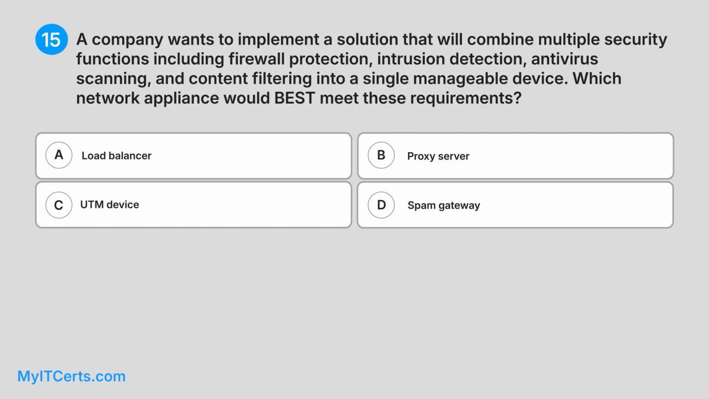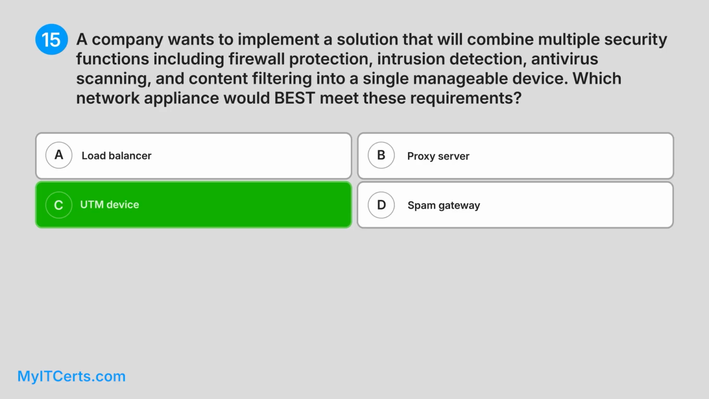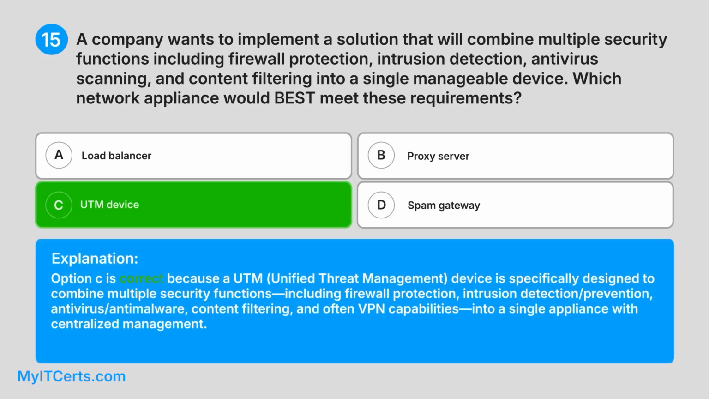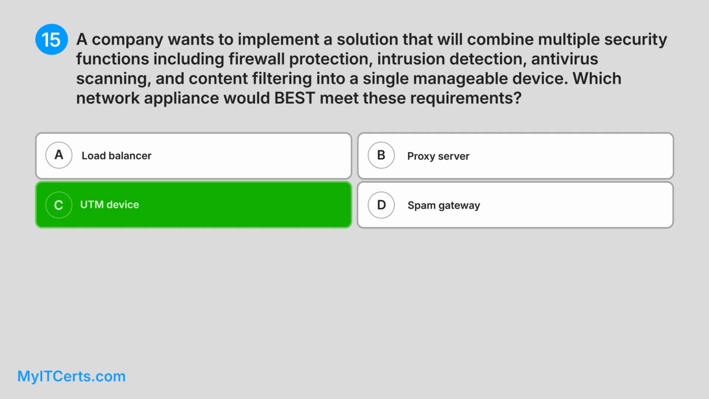Correct answer, C. UTM device. Explanation. Option C is correct because a UTM, Unified Threat Management, device is specifically designed to combine multiple security functions, including firewall protection, intrusion detection/prevention, antivirus, anti-malware, content filtering, and often VPN capabilities into a single appliance with centralized management.